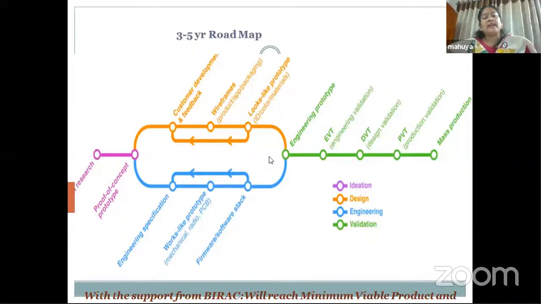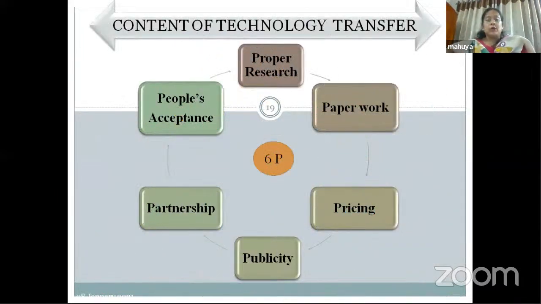But for marketing, you have to develop this prototype. And what is the validation period? It may be 3 to 5 years. After validation and engineering research, it will come to market. And you have to judge your product, whether it is patentable or not. So, in today's context, 6P is very important.